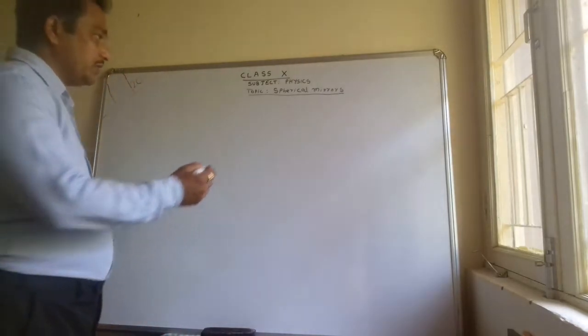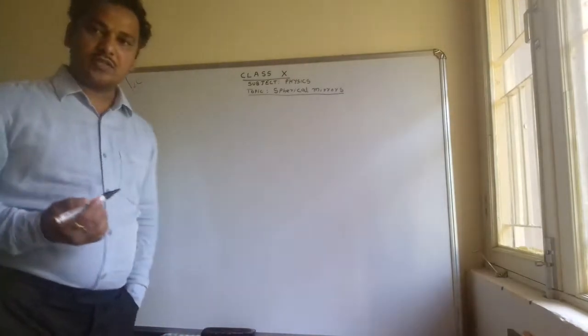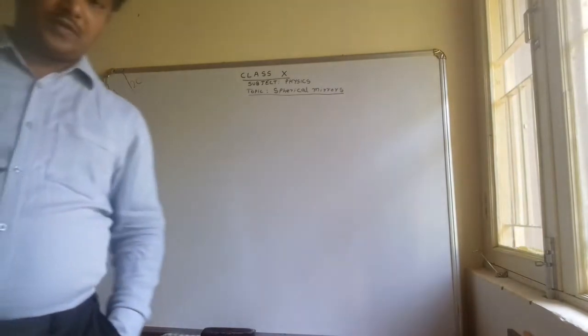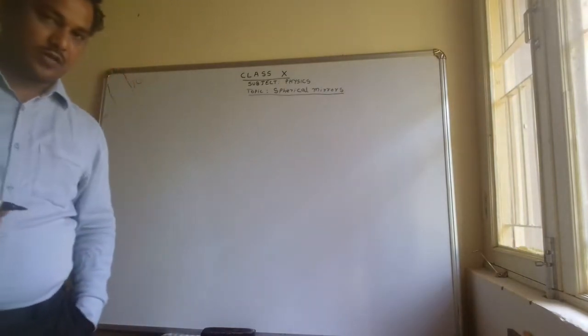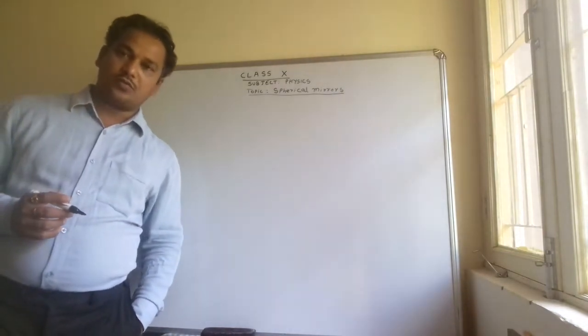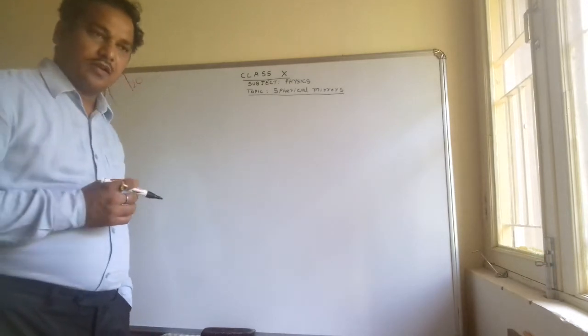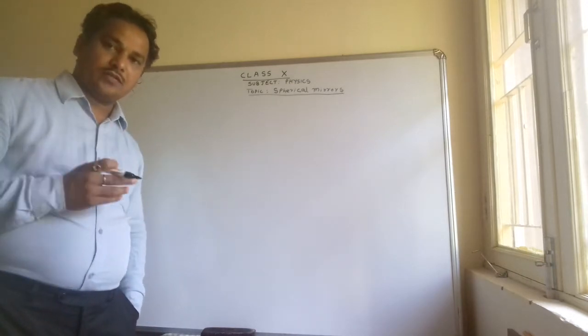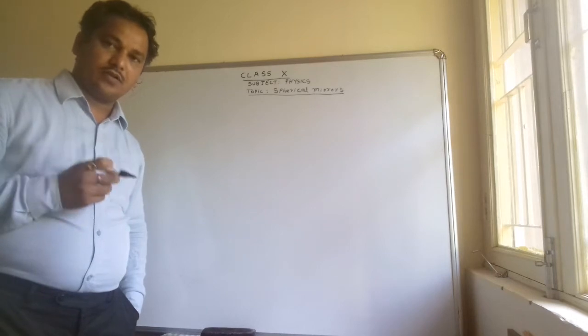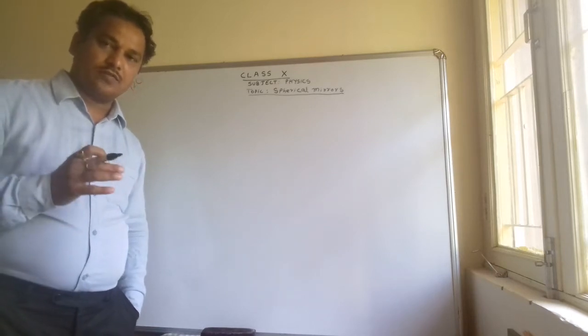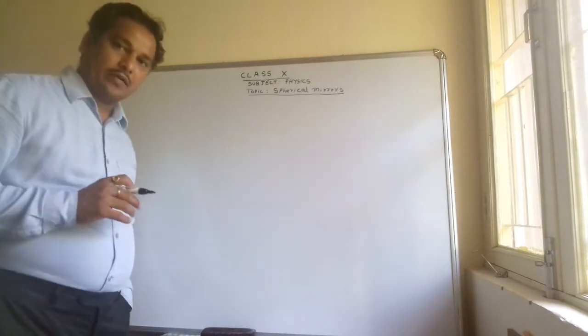Hello everybody. Today we are going to see the ray diagram for spherical mirrors. How can we draw the ray diagrams? Before that we should know about the spherical mirrors: which side is polished, where is the reflecting surface, where is the center of curvature. All this detail we must know before drawing the ray diagram and the rules.